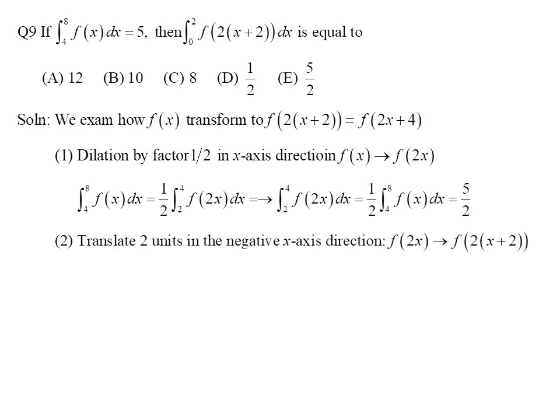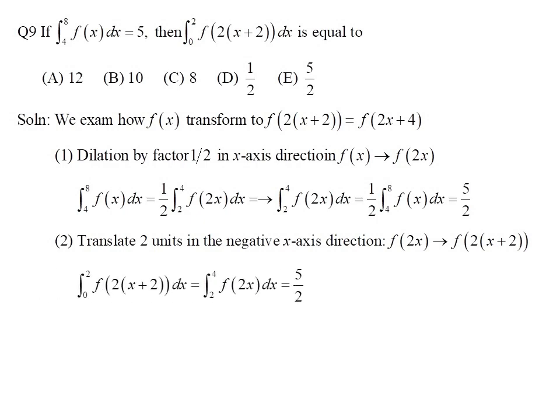The second step is to translate the function f of 2x by 2 units in the negative x-axis direction. So f of 2x is transformed to f of (2 times (x plus 2)), which is f of 2x plus 4.